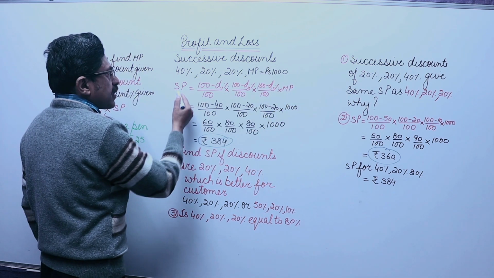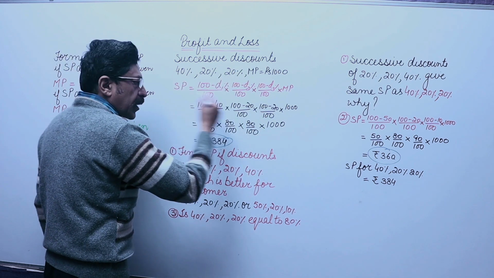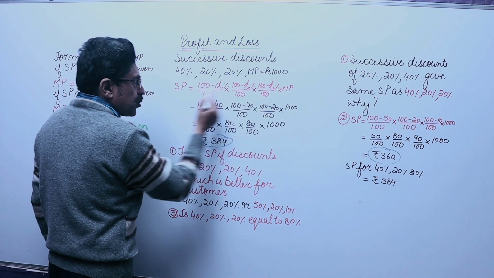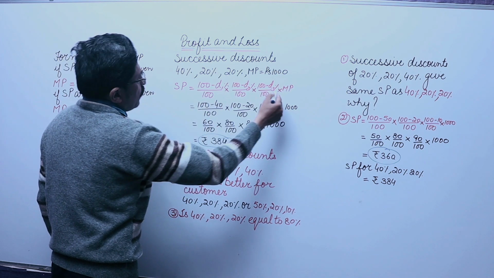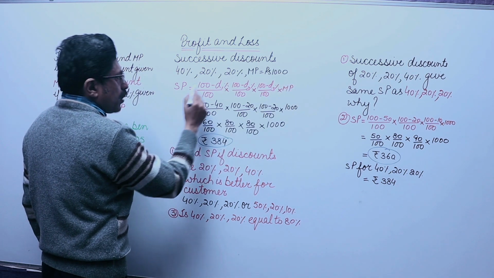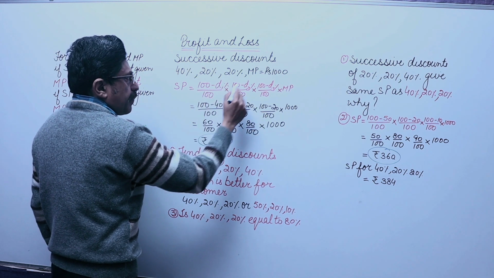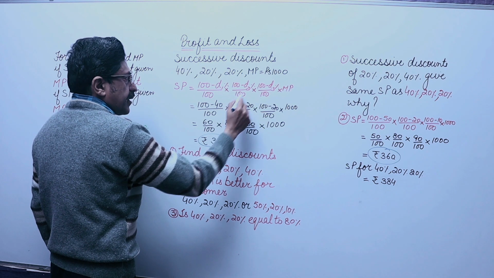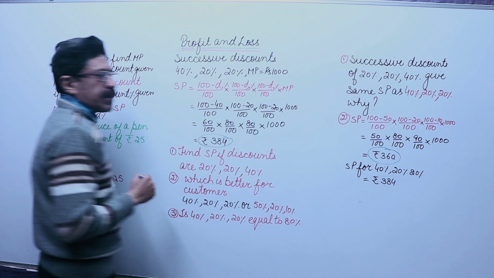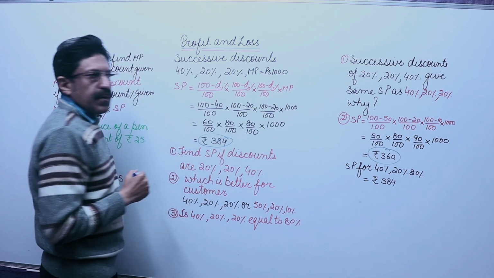The formula: successive discounts may be 2, 3 or more, the formula remains the same. In 2 discounts we use the first 2. If a fourth is there, we will continue to add the fourth one. Selling price is equal to 100 minus first discount percent over 100, 100 minus second discount percent over 100, 100 minus third discount percent over 100 into marked price. Putting these three values, we get the answer as 384.